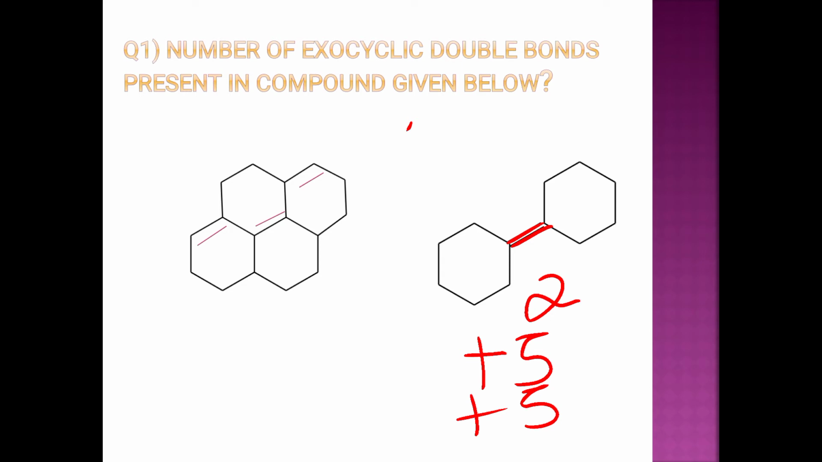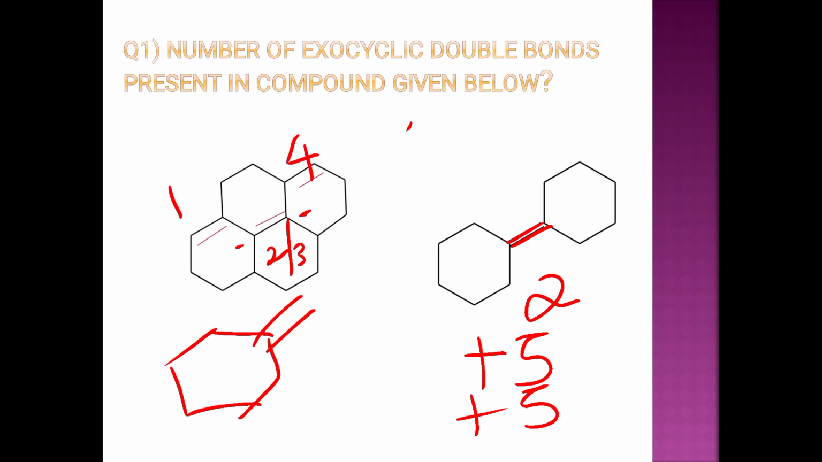Okay. Now if you consider this example, how many exocyclic double bonds do you see? Here we can see 4 exocyclic double bonds. Here is your 1, this is 2, and this is 3. Why? Because this double bond is exocyclic to this ring, as well it is exocyclic to this ring. And this is the 4th ring to which the double bond is exocyclic. So you got to see 4 exocyclic double bonds. The exocyclic double bond meaning the double bond outside the ring as such.